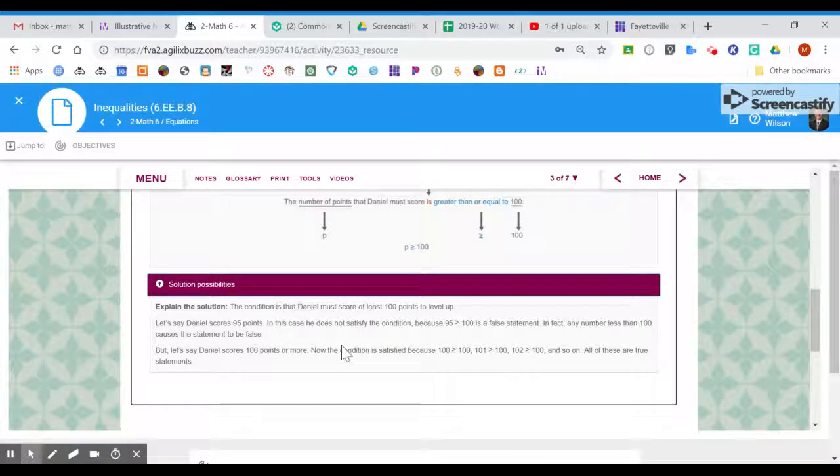So you're again looking for true statements. True statements will satisfy the constraint. If the constraint is greater than or equal to 100, then P needs to be 100, or 101, or 102, which we would say is anything greater than or equal to 100. 95 doesn't satisfy the constraint, so therefore it's not a solution.